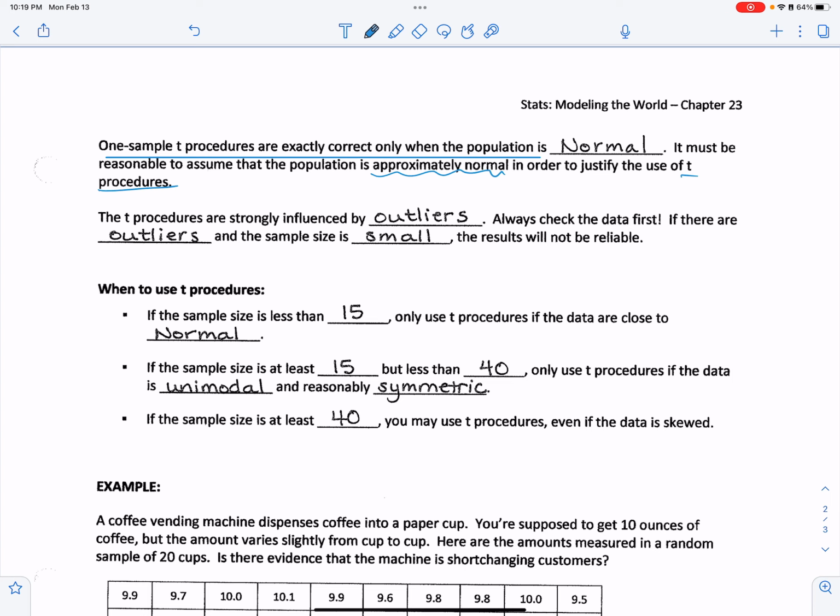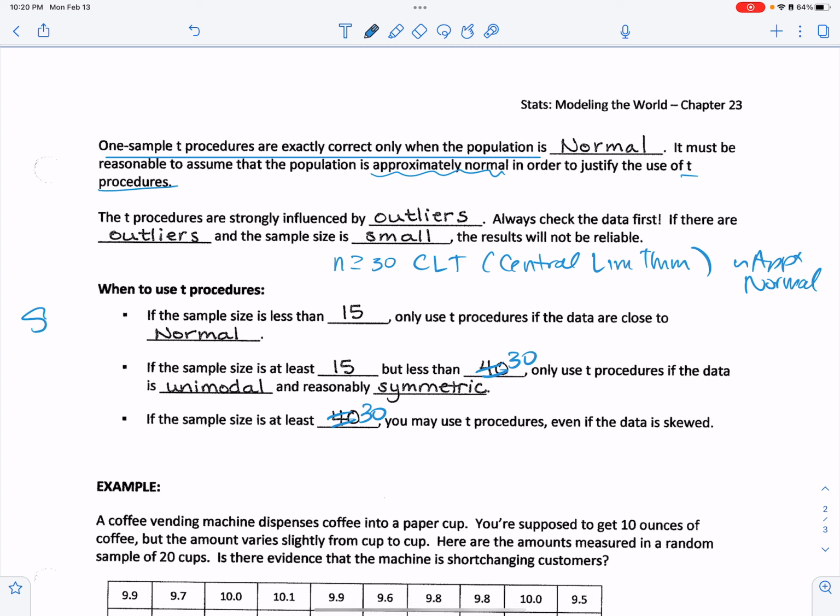The T procedures are strongly influenced by outliers, so we're going to check the data first. We know when n is greater than or equal to 30, we're fine. I know this says 40, but I'm going to change it to 30 because you can use 30 as well. By the CLT, which is called the central limit theorem, that tells us that our data is approximately normal, and therefore, I can proceed to the T procedures.